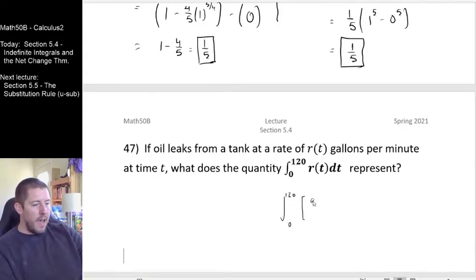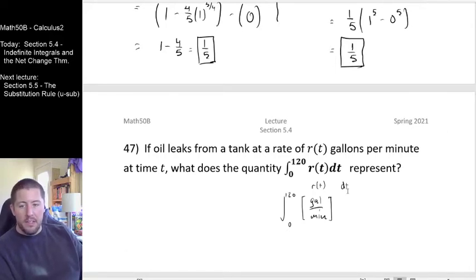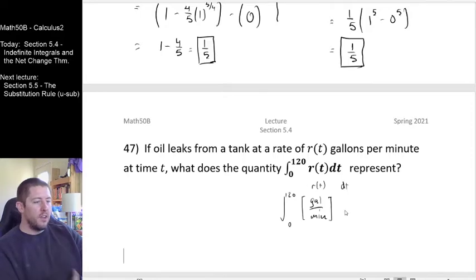This is gallons per minute. That's r of t. I am multiplying r of t by dt. And again, I'm going to say to you, that dt, that dx, that dy on the end of all your integrals, those aren't just indicating the variable over which we're integrating. That is a term that's multiplying some quantities within the integrand here.